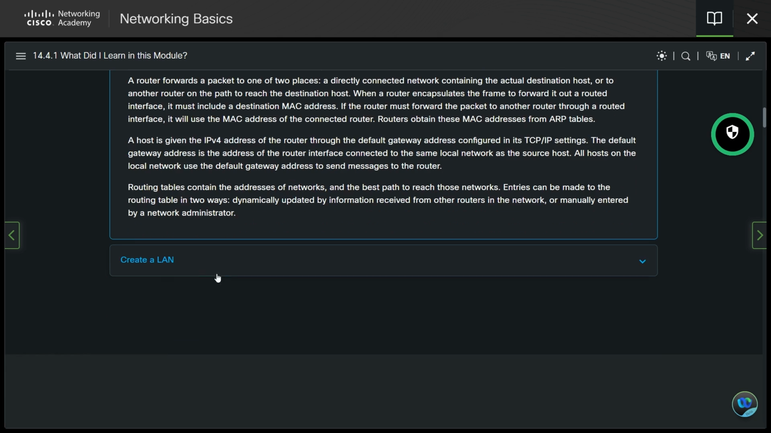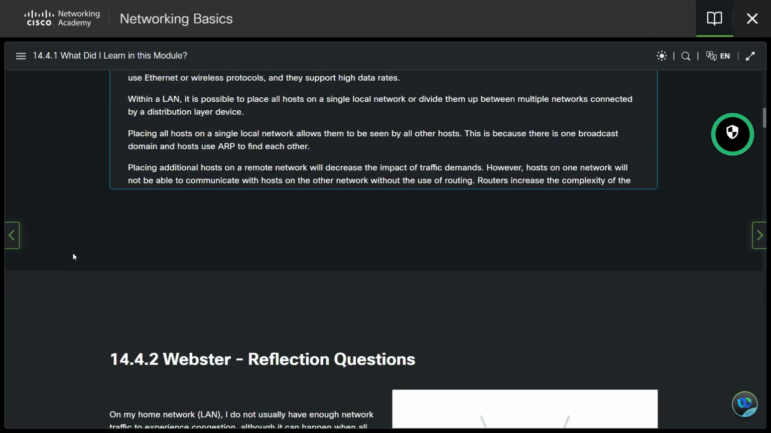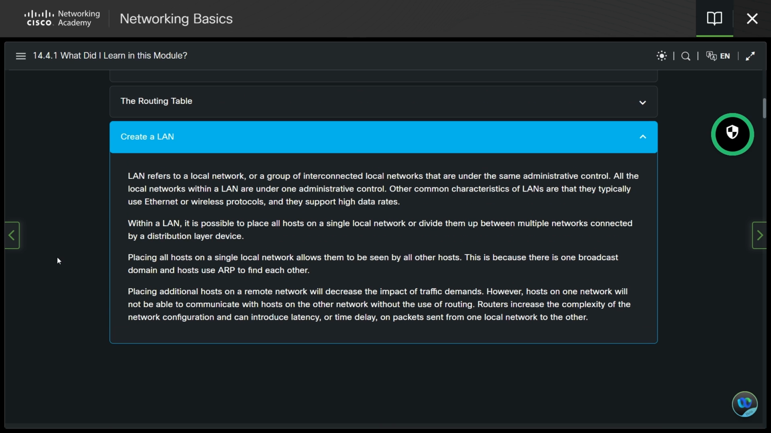And the last important point is creating a LAN. LAN refers to a local network, or a group of interconnected local networks, that are under the same administrative control. All the local networks within a LAN are under one administrative control. Other common characteristics of LANs are that they typically use Ethernet or wireless protocols, and they support high data rates.